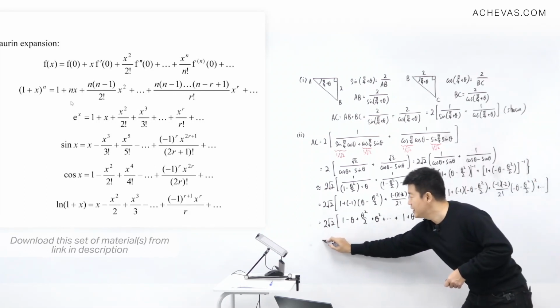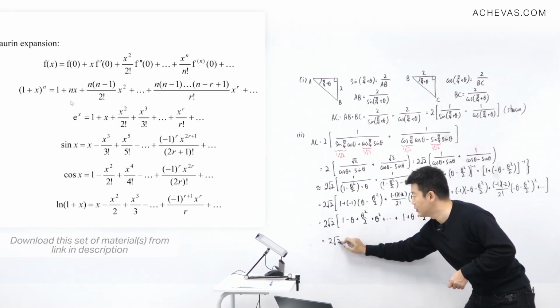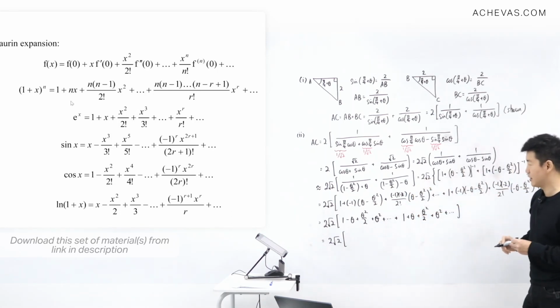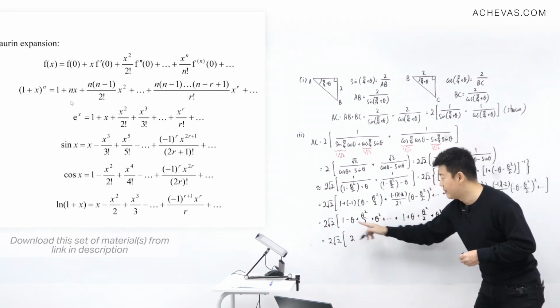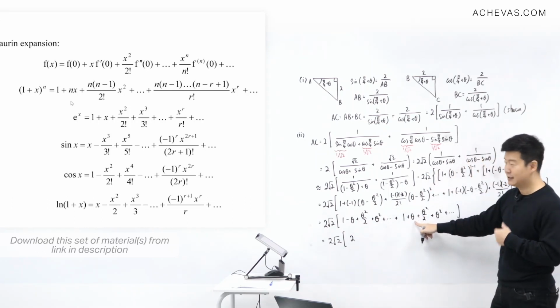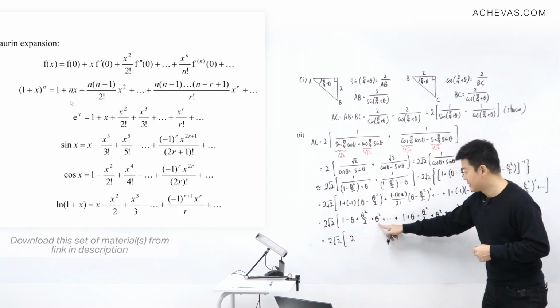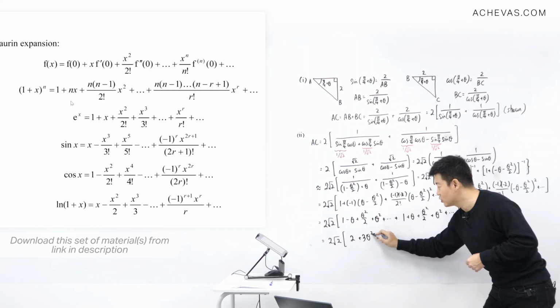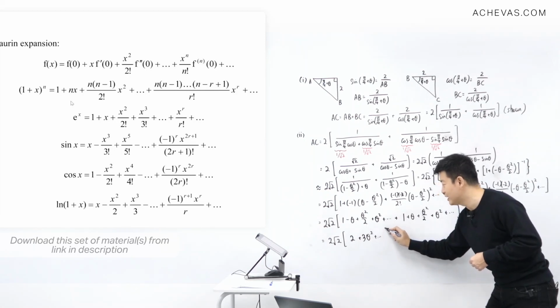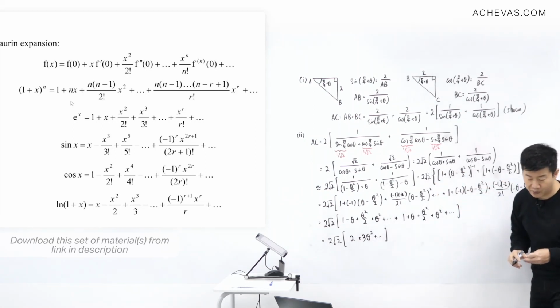And this will be equal to 2 square root of 2. Let's try to sum the terms together. So 1 plus 1 is going to give me a 2, minus theta plus theta, theta will disappear, and this plus this plus this plus this gives me a 3 theta square. The rest of the terms I'm going to be ignoring because it's going to be theta to the power 3 and above.